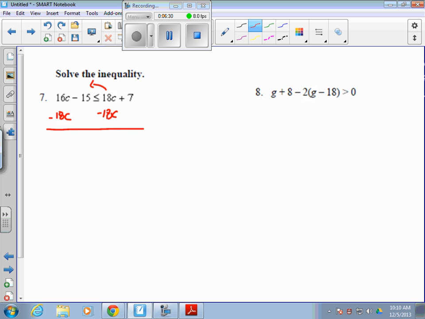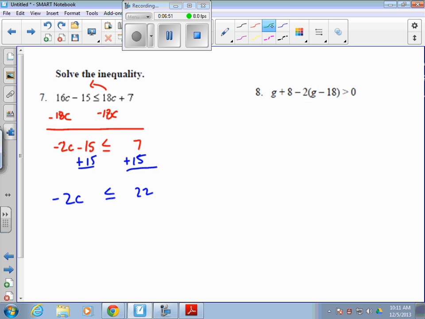So 16c minus 18c is negative 2c. Minus 15 is less than or equal to, that'll cancel out 7. You brought c to the right, so bring minus 15 over to the left. You bring minus 15 over to the right. Negative 2c, that'll cancel, is less than or equal to 22.